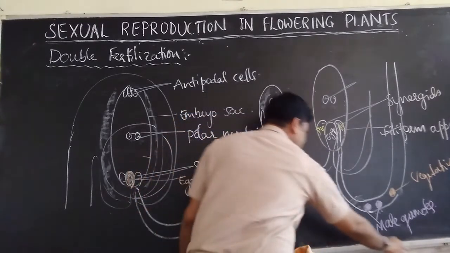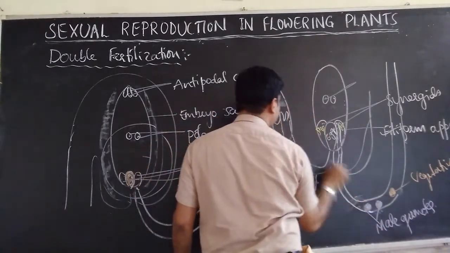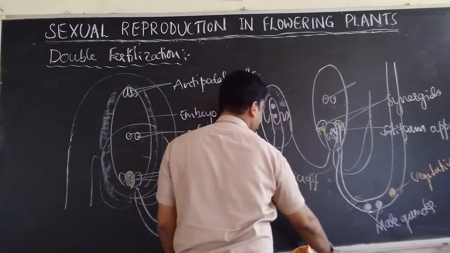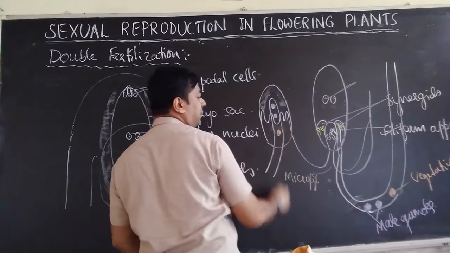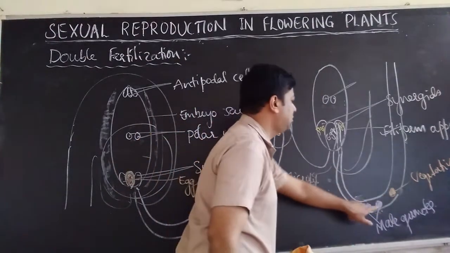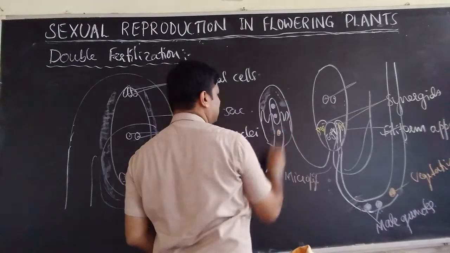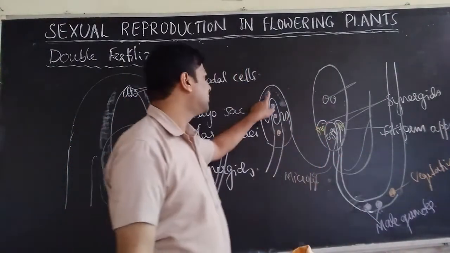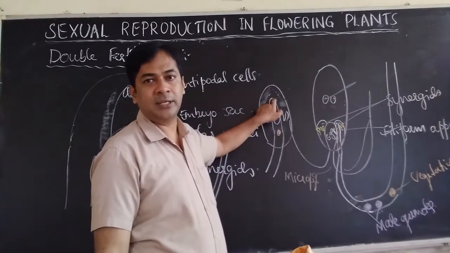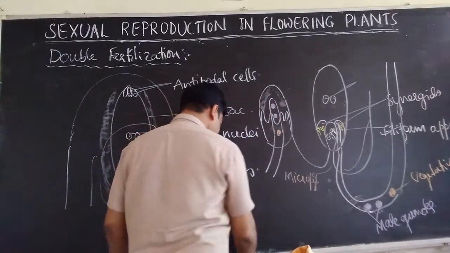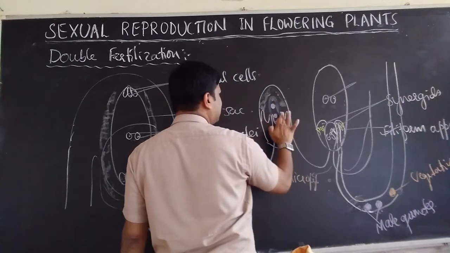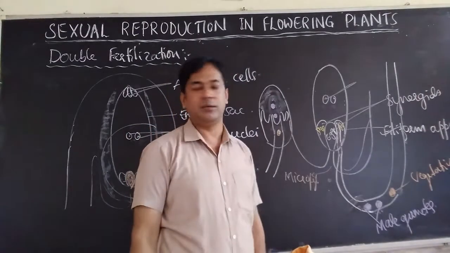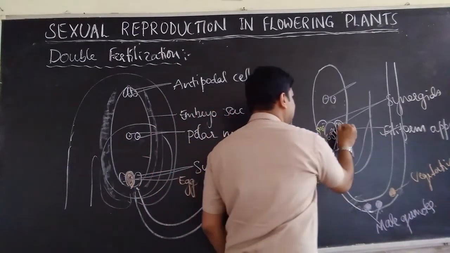Then what happens? Here are two male gametes and one vegetative nucleus. These two, what you see here, are the two male gametes. So the two male gametes will be released into the cytoplasm of the synergid cell. These two nuclei will be released into the cytoplasm of the synergid. Then from there, now it is released here.